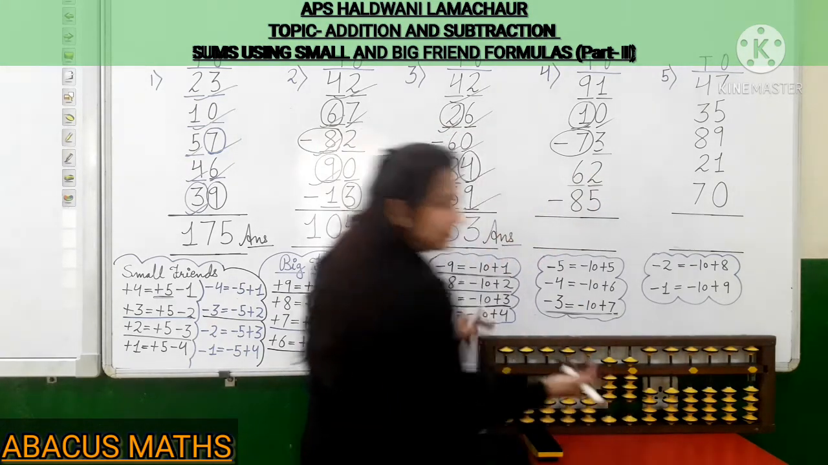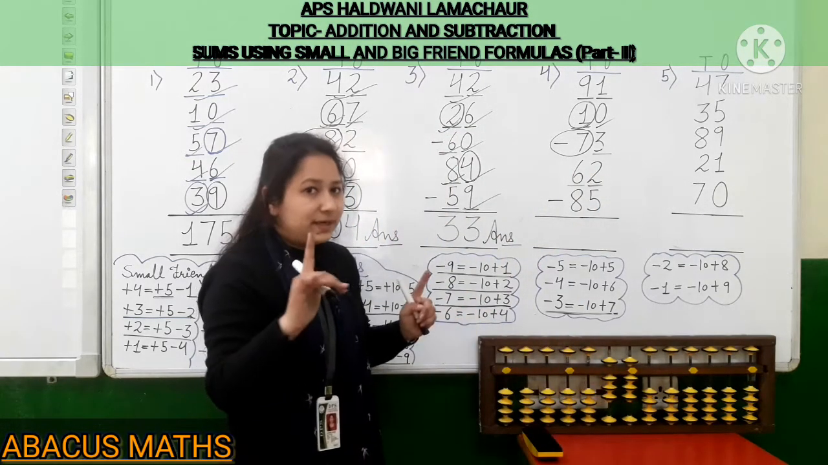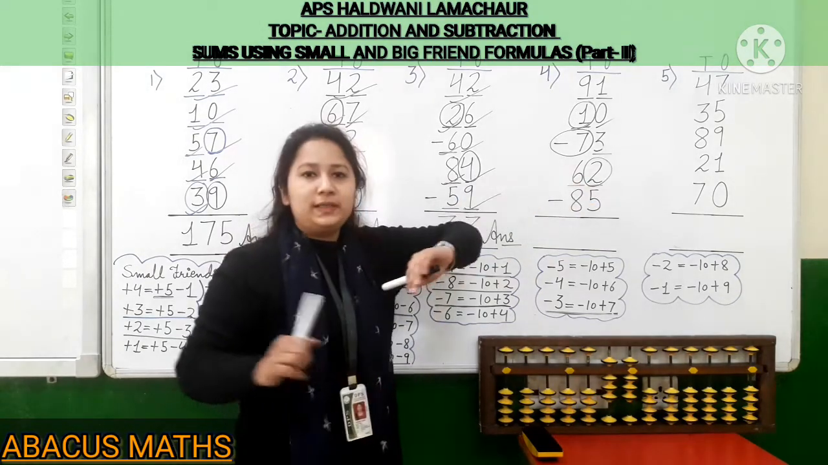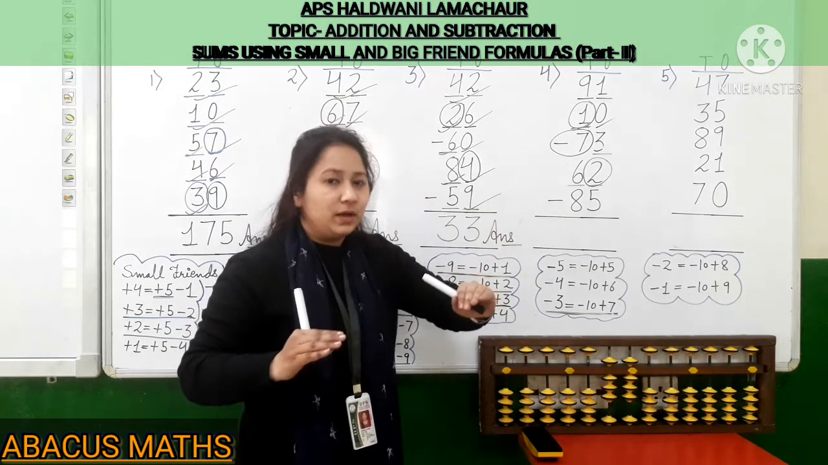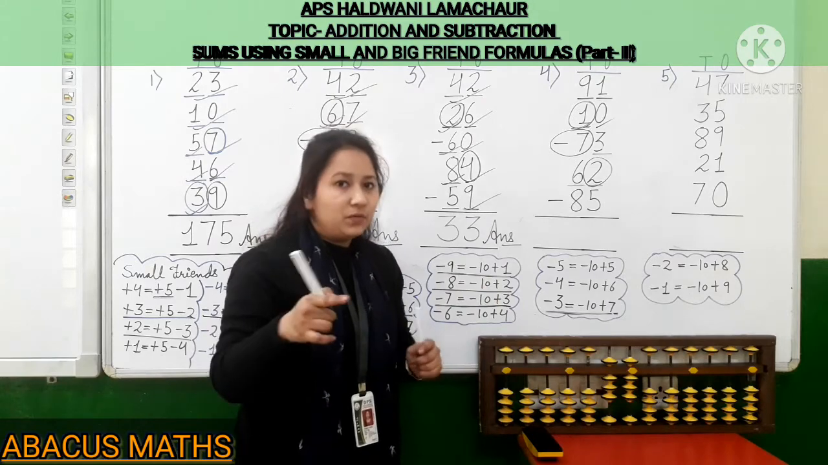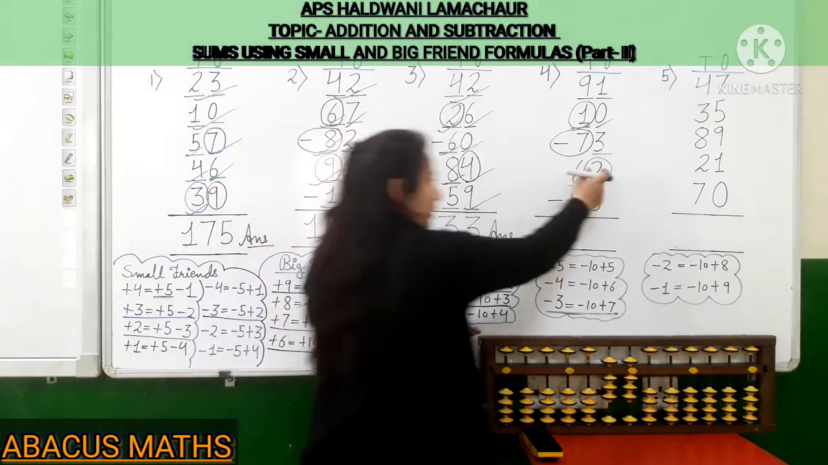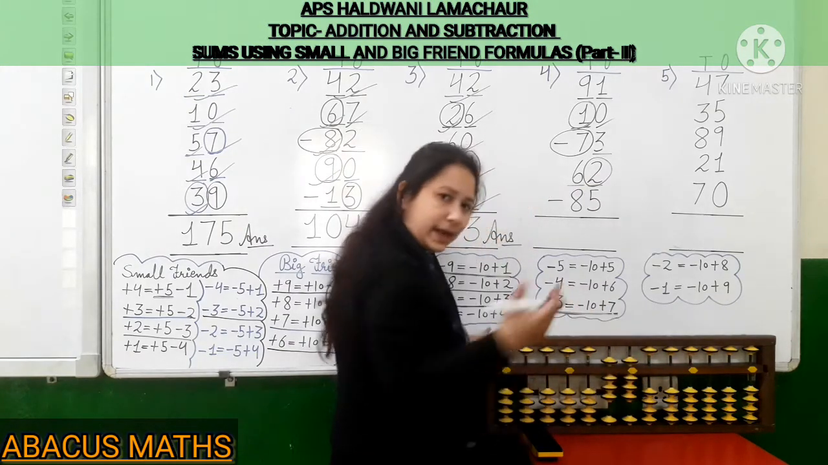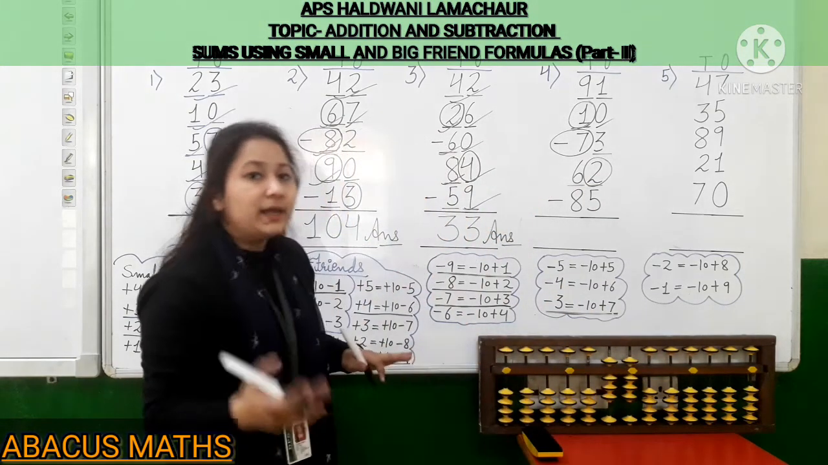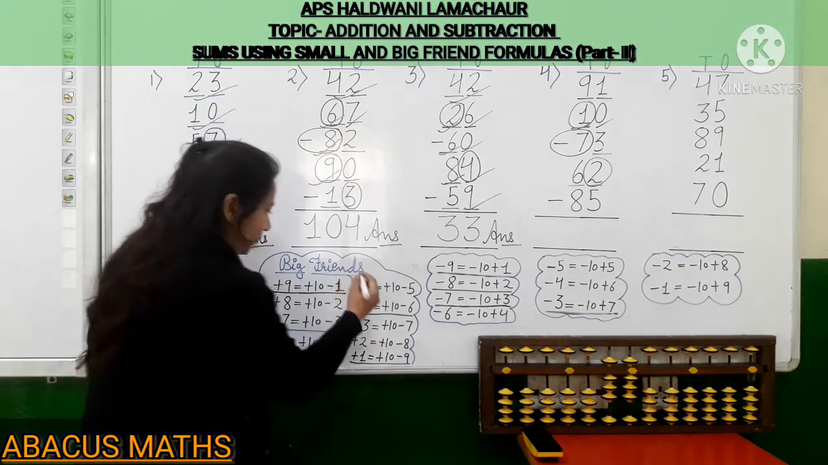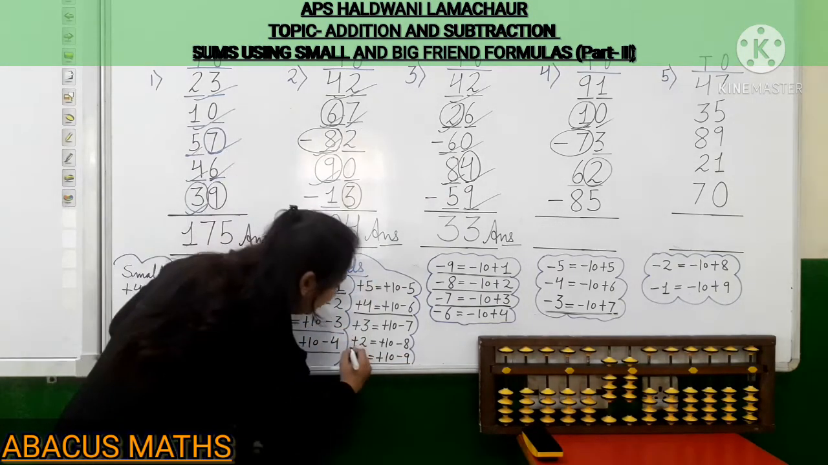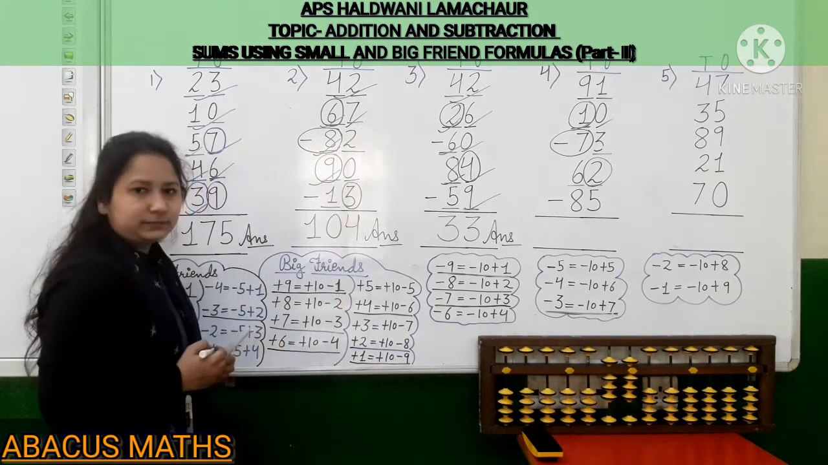So see, 2 beads are not there. Only one bead is there. Now for adding 2, you will take the help of small friends first of all. As I told you, in small friends for adding any number, first of all you have to add 5. Now see, for adding 2 here 5 is already added. This means we can't apply small friends. So for adding 2 we will go with the big friends.